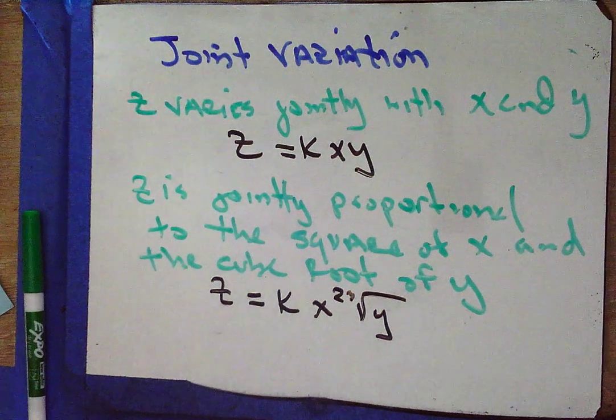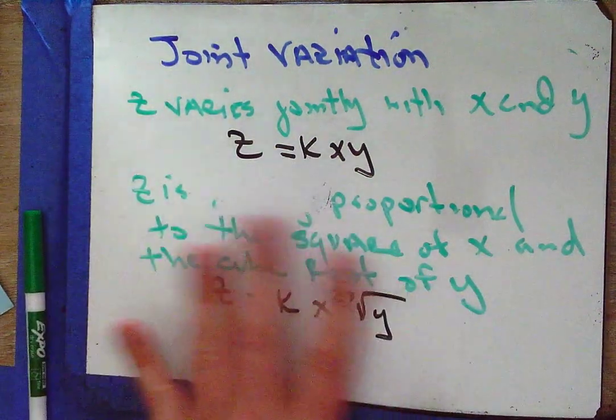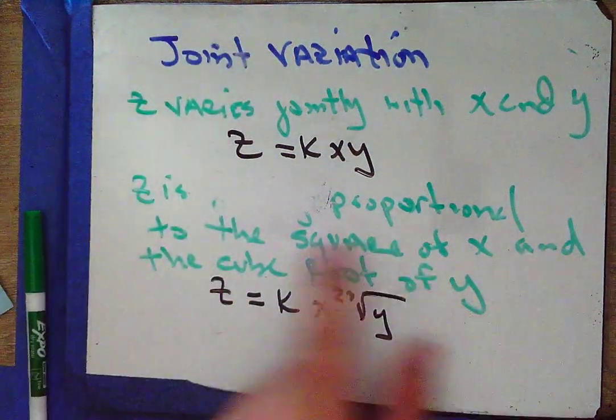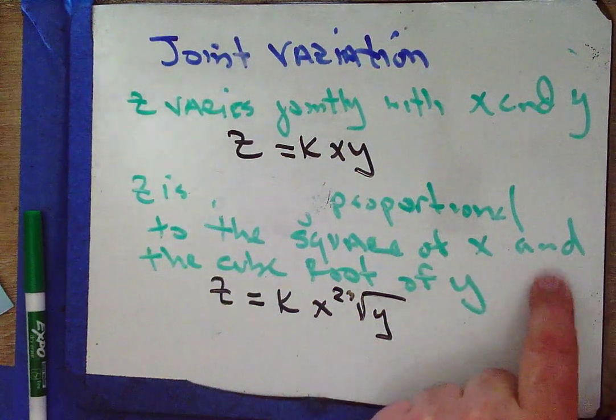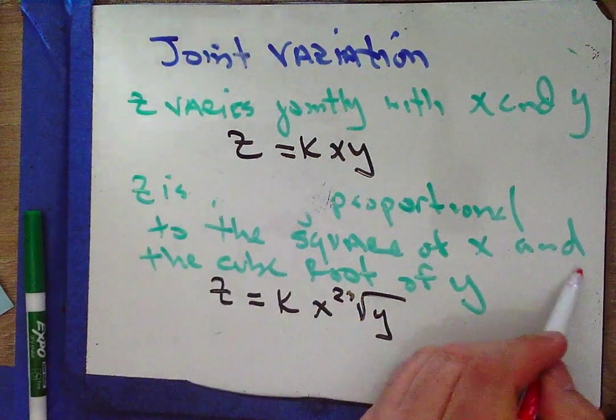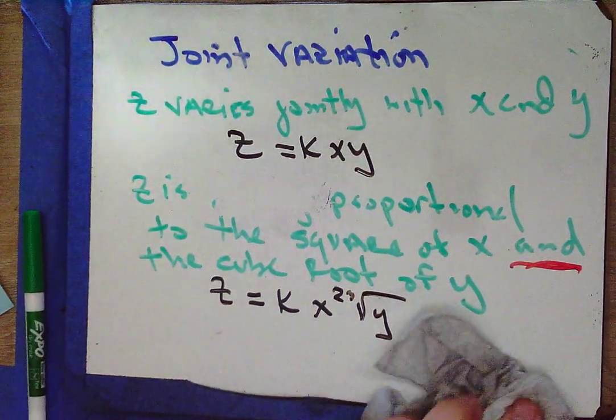Yeah, they could actually say that too, where they don't give me the word joint, but they make it clear that z is proportional to this variable and this other variable. So if you don't see that word joint variation, it doesn't mean it's not joint variation. It just means that you might need to do a little more thinking about it. If you see that your output depends on two or more inputs, then you know it's joint variation and you build the model accordingly.